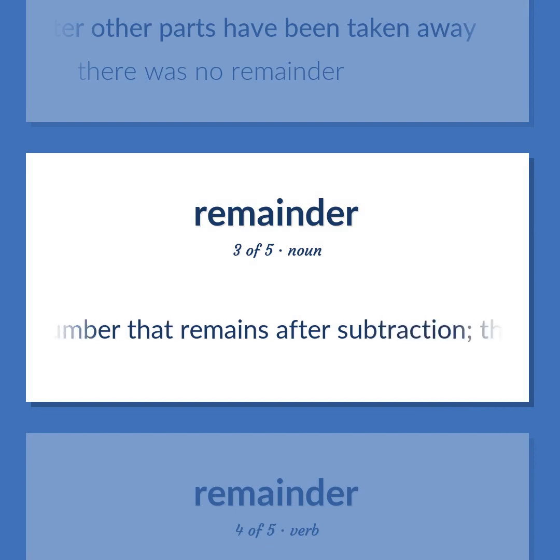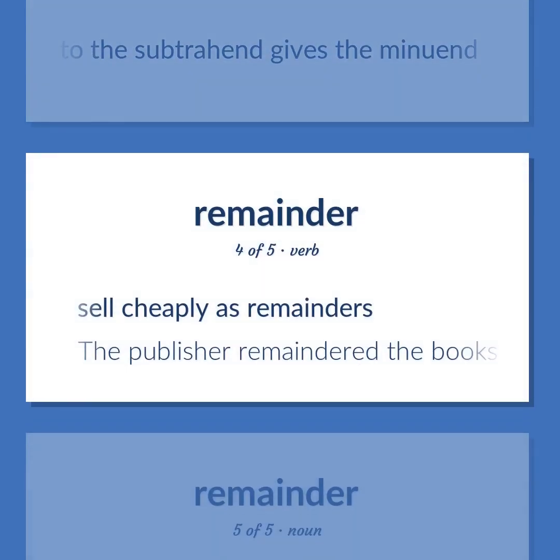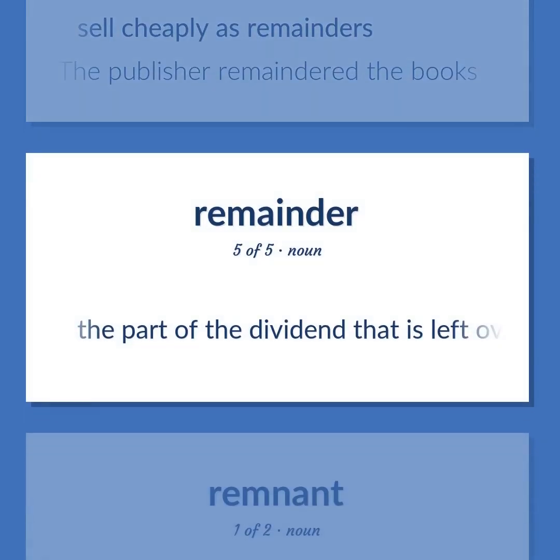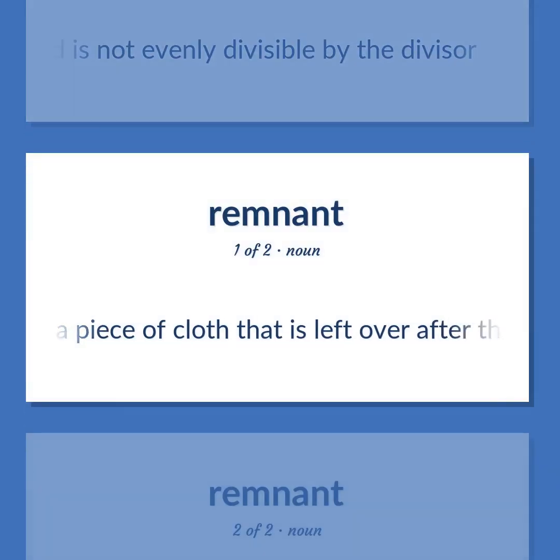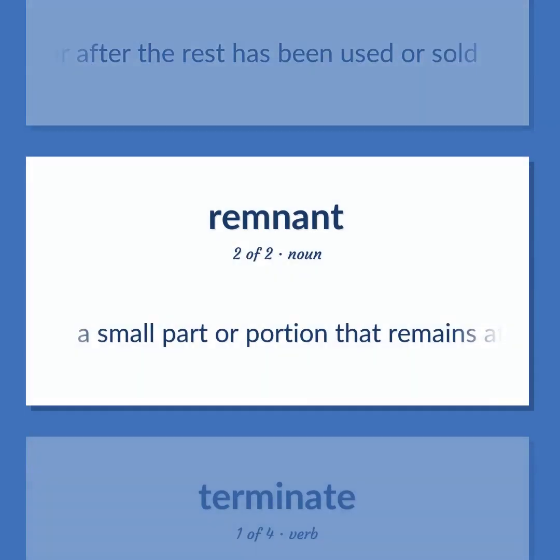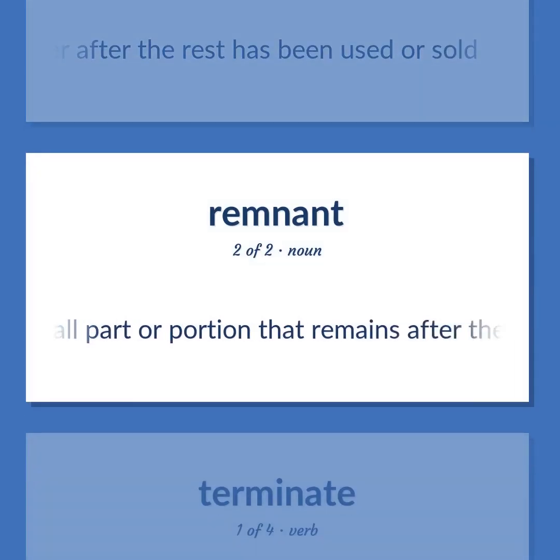The number that remains after subtraction. The number that when added to the subtrahend gives the minuend. Sell cheaply as remainders. The publisher remaindered the books. The part of the dividend that is left over when the dividend is not evenly divisible by the divisor. A piece of cloth that is left over after the rest has been used or sold. A small part or portion that remains after the main part no longer exists.